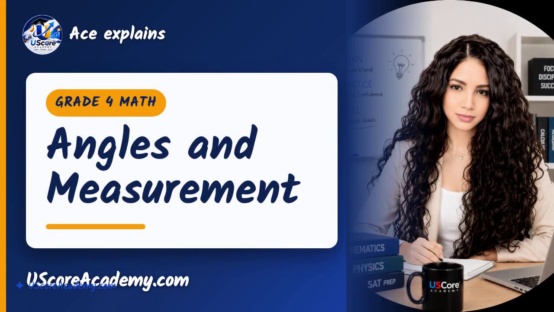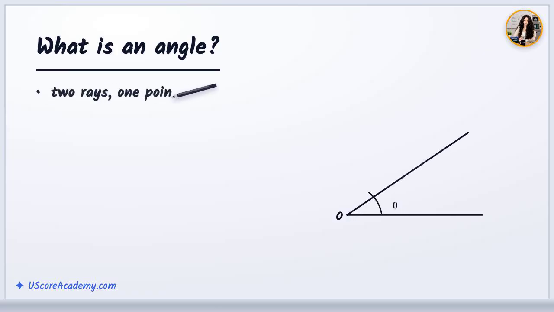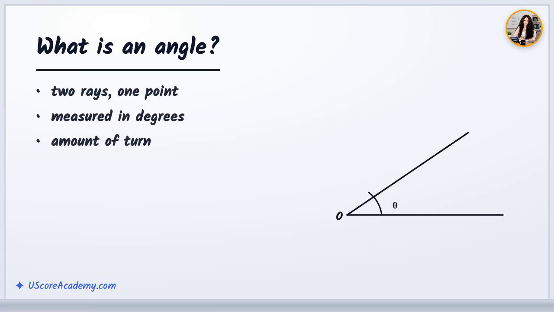Let's learn angles and measurement together, step by step. An angle is formed where two rays meet at a single point called the vertex. We measure angles in degrees. The degrees tell us how much the angle opens, or how much one ray turns from the other.